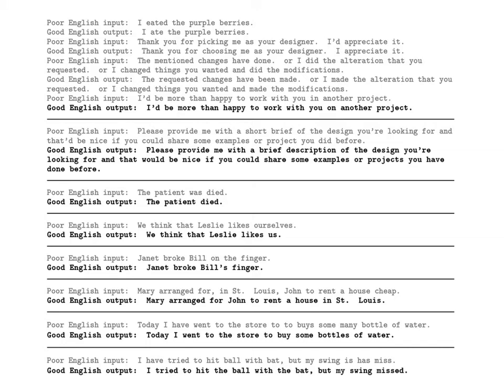So these are all of the input. These are all the things that you're doing to train it. You're saying, hey, give this a shot and start taking new inputs. So finally, it gets to the translation of, "I'd be more than happy to work with you in another project" to "I'd be more than happy to work with you on another project." It figured out, oh, in and on, those are improper. I should swap that. Then we get things like, "The patient died." "Janet broke Bill on the finger." "Janet broke Bill's finger." That's a pretty interesting translation, right?